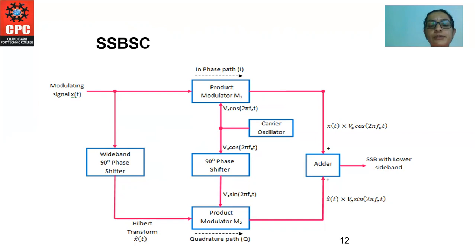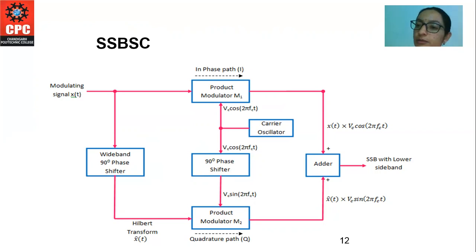Let us start with this diagram. In this diagram, we have a modulating signal, that is x(t), which is provided to the product modulator M1. This method is also known as the phase shift method. In this method, the phase will be shifted by 90 degrees by the wideband 90-degree phase shifter.